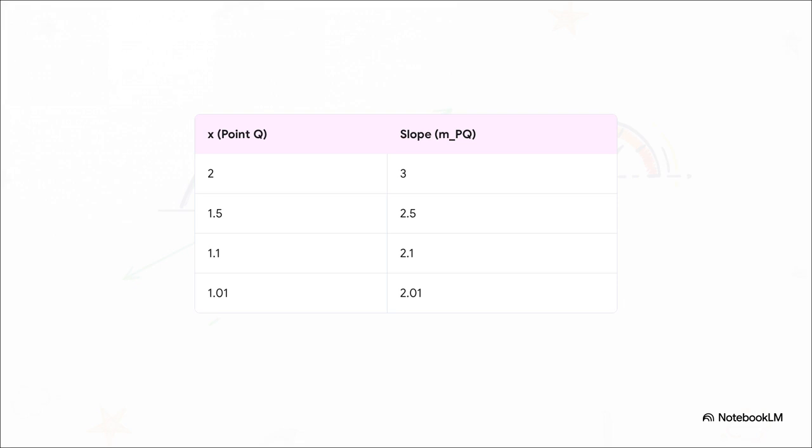Now let's get extremely close, say x equals 1.01. The slope calculates out to 2.01. Look at that undeniable, beautiful pattern emerging. As x gets progressively closer to 1, the slope undeniably and predictably approaches 2. And there it is, the number 2.